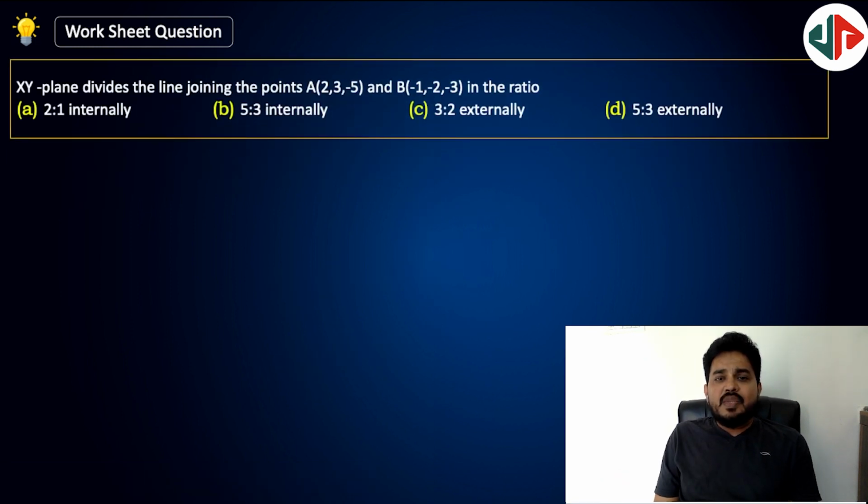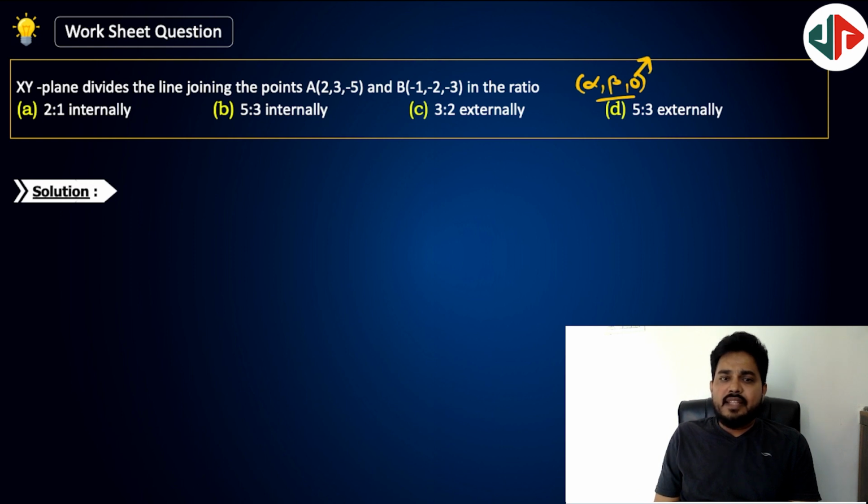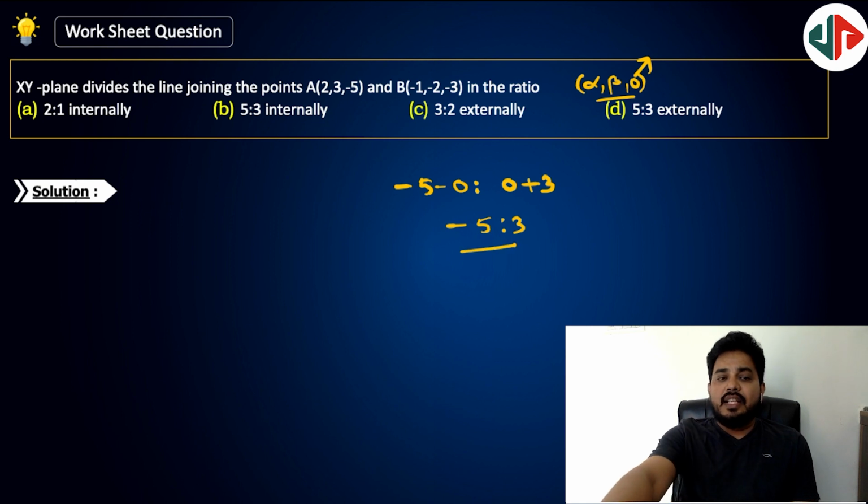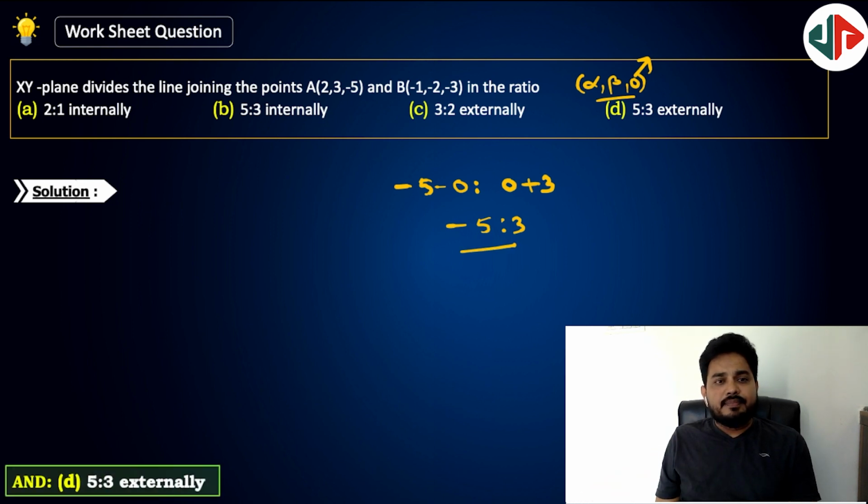XY plane divides this one in the ratio of... So what is that one? XY plane means alpha comma beta comma 0. So when I want to take the ratio, it is known. So I'll take the Z coordinates: minus 5 minus 0 is to 0 minus of minus 3. So this is minus 5 is to 3, externally, is the answer.